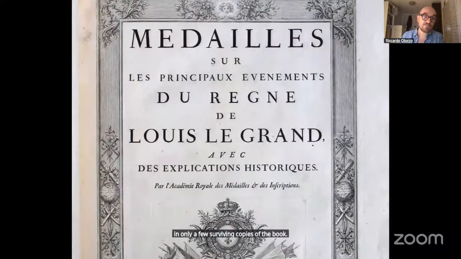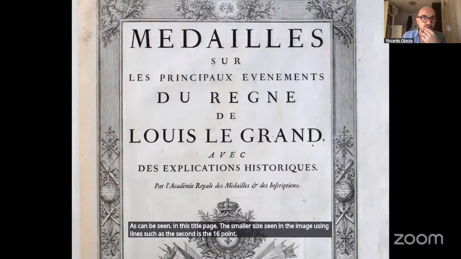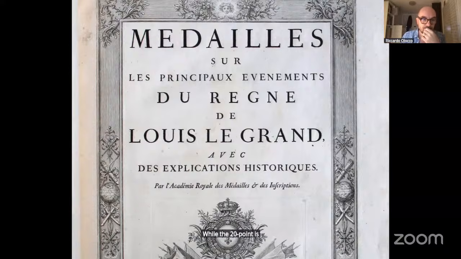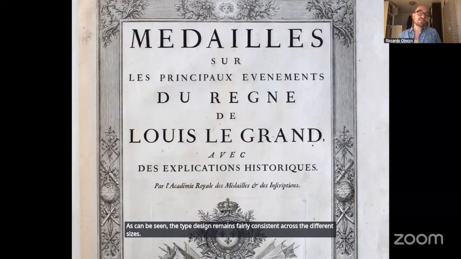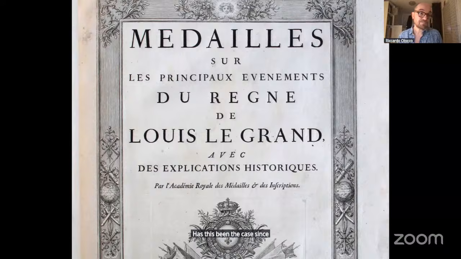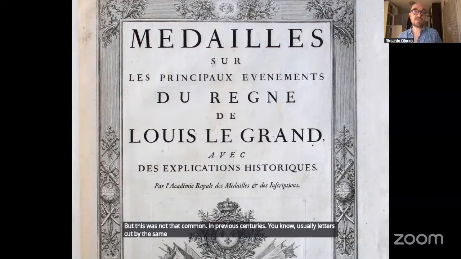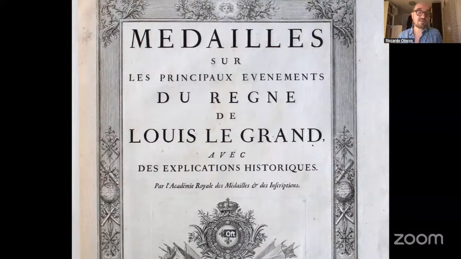Three sets of large capital letters were also completed, as can be seen in this title page. The smaller size seen in the image, used in lines such as the second, is the 16 point, while the 20 point is used for the third line. As can be seen, the type design remains fairly consistent across the different sizes, as has been the case since the 20th century. But this was not common in previous centuries. Usually letters cut by the same punch cutter at different sizes often displayed a slightly different design.